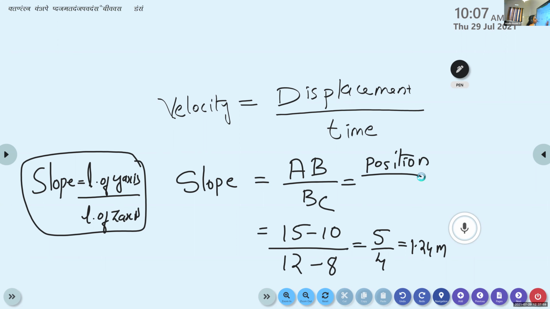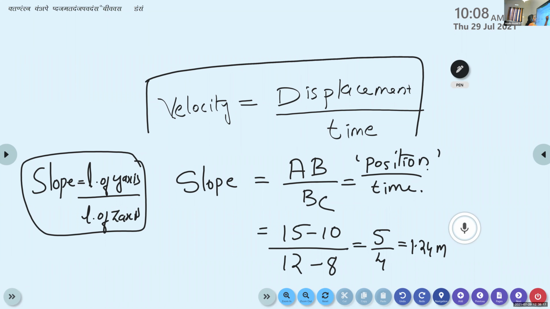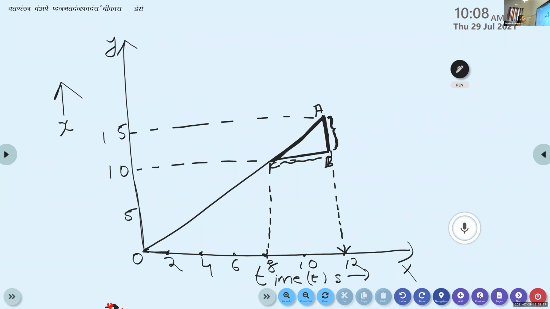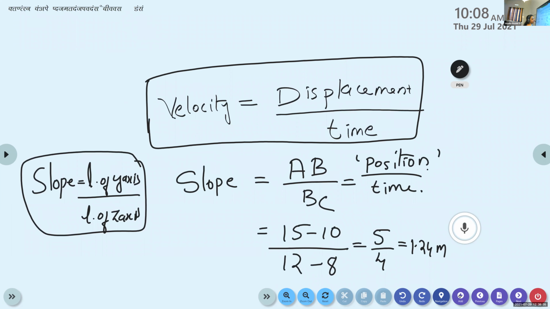So here AB represents the position. Similarly, the portion BC represents the time. And we already said that by the term position we mean displacement. It can be either distance or displacement. So what is displacement by time? The displacement by time is known as velocity. So the slope under the position time graph gives the velocity of the moving body. This is the conclusion that you can draw from this graph. So this is an important result.